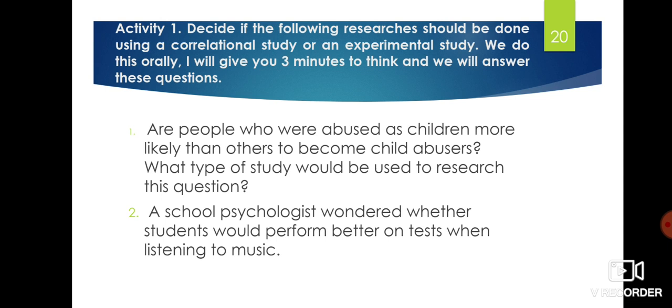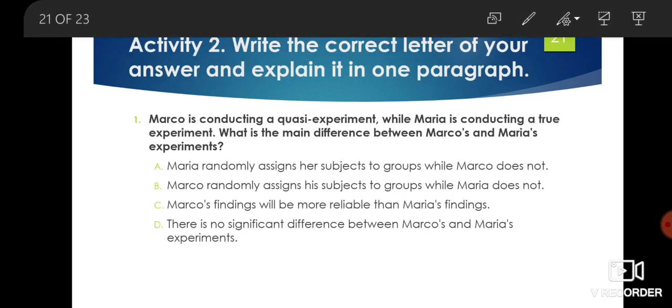Number 2 is actually an experimental study, because we could actually design an experiment here. What design can we use here? Between or within? Okay, it can be between, it can be within, but this kind of experiment is actually harmless. It is not as harmful as compared to the abuse in number 1. Okay, guys? And then let us continue with our activity 2.